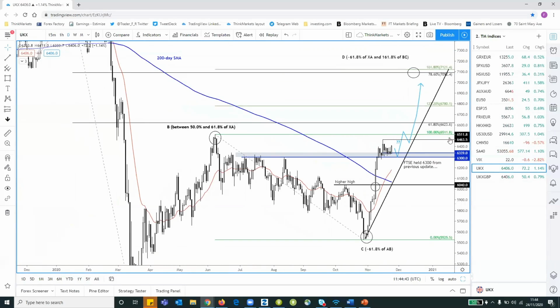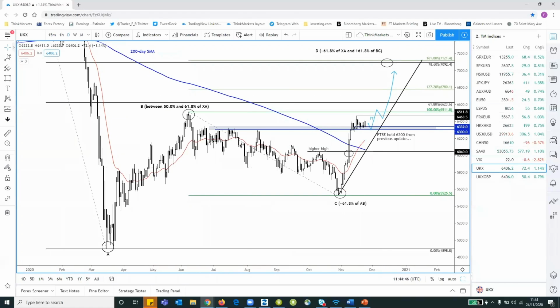And this area happens to be the projected point D of an ABCD pattern. So if I draw my ABCD pattern from here, so this is point A to point B.